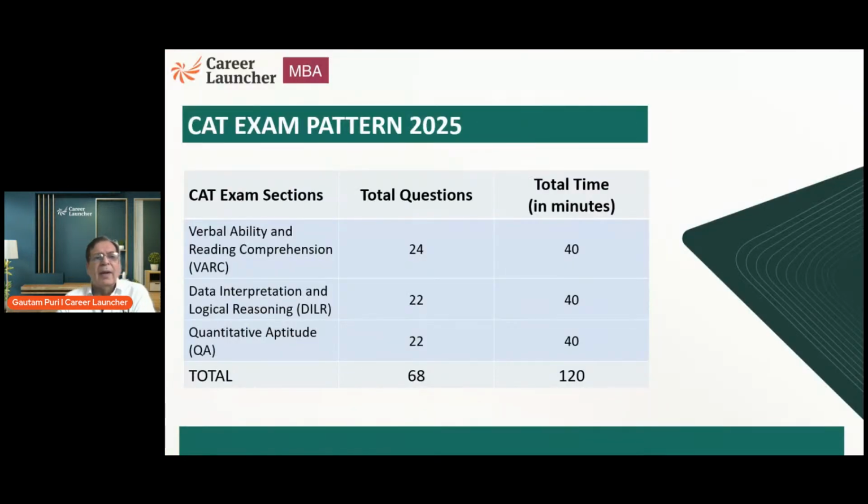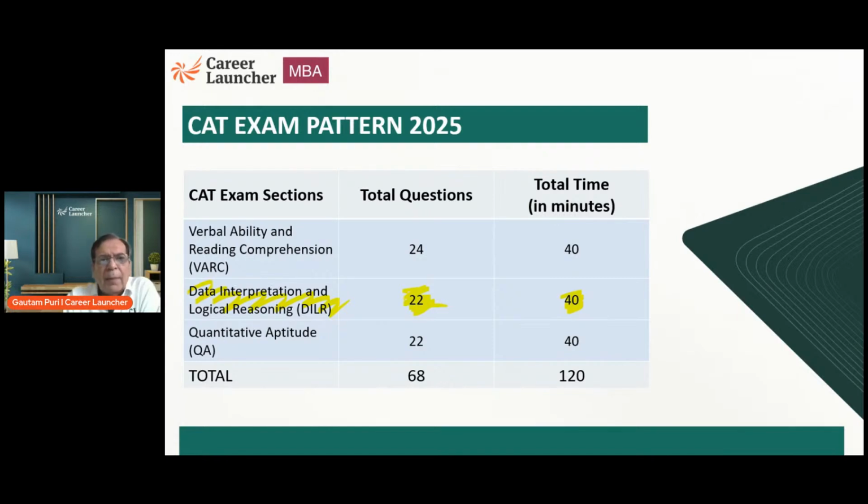As I normally start with, and for the benefit of those who have not attended my earlier sessions, we are looking at the DILR section, which is a 40-minute section to be done with 22 questions. This has been the pattern of CAT by and large, 40 minutes into 3, since CAT 2020. The number of questions has varied a little, but by and large, we are looking at 20 to 22 questions in about 5 sets of data. And that's what we will be looking at.